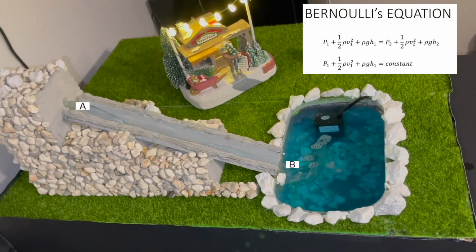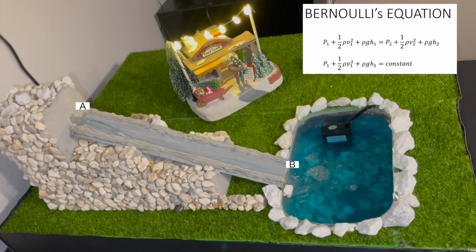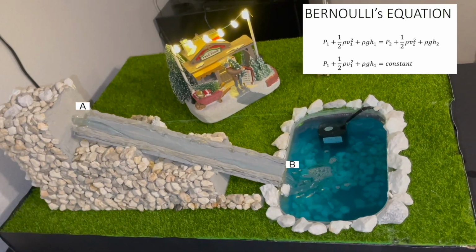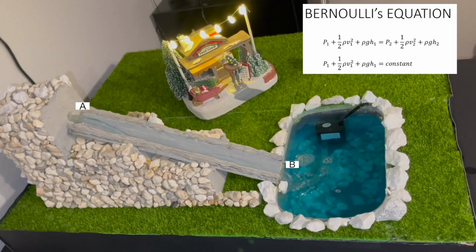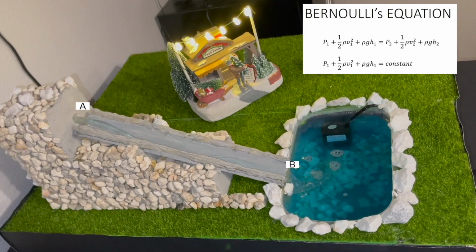It is also important to understand that we are making our calculations as if this was a 2D model, so that we're neglecting any losses, because in actual real life like this project, there would be some losses.